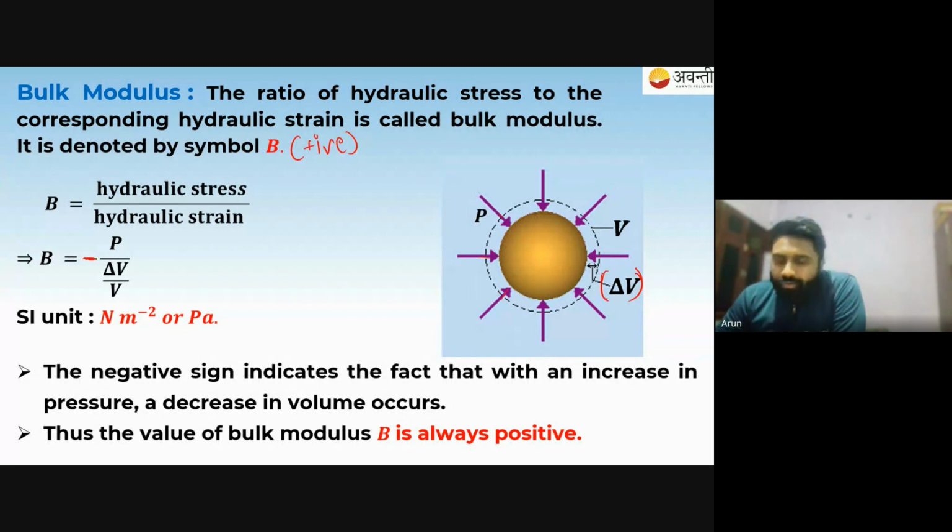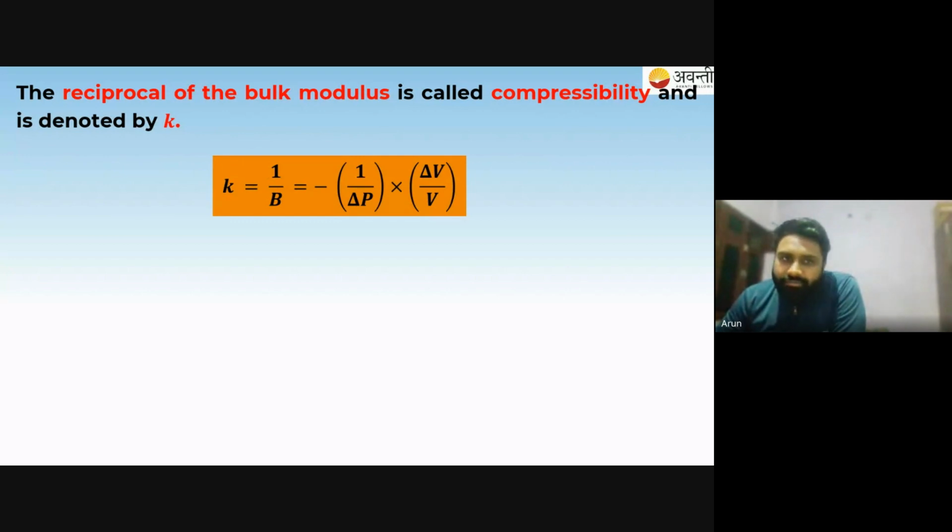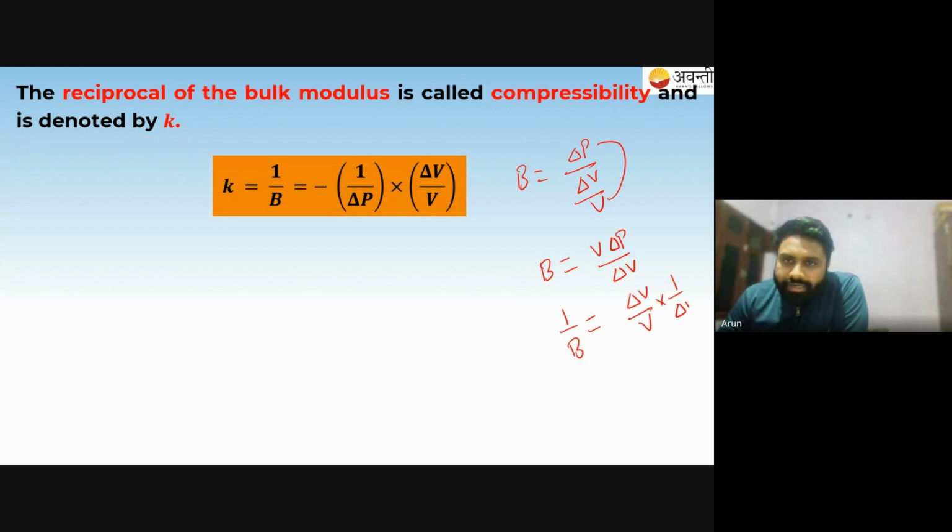We know that the reciprocal of bulk modulus is called compressibility, and it is denoted by K. So K is nothing but equal to 1 by B, and B we have already calculated. B is nothing but delta P divided by delta V by V. So B will be V delta P divided by delta V, and if we take the inverse of it, it will become 1 upon V delta P into delta V.